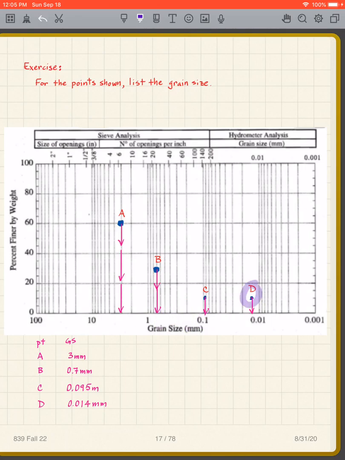Point D, this is 0.01. So 0.02, 0.03, 0.04, 0.05 is how you read that. Well, this is between, you can see it's between 0.01 and 0.02. So I read this as approximately 0.014. It's approximate.